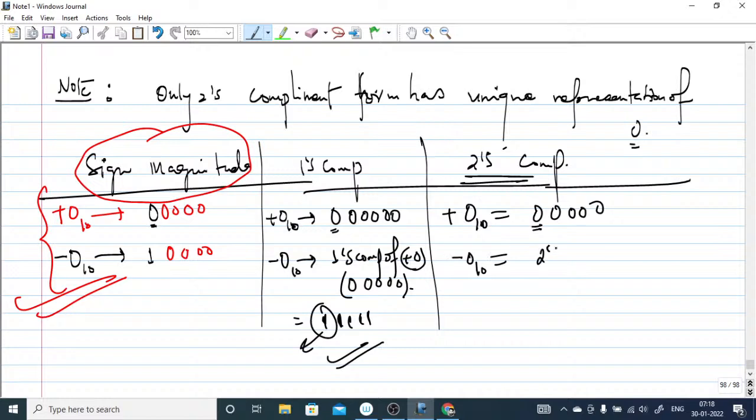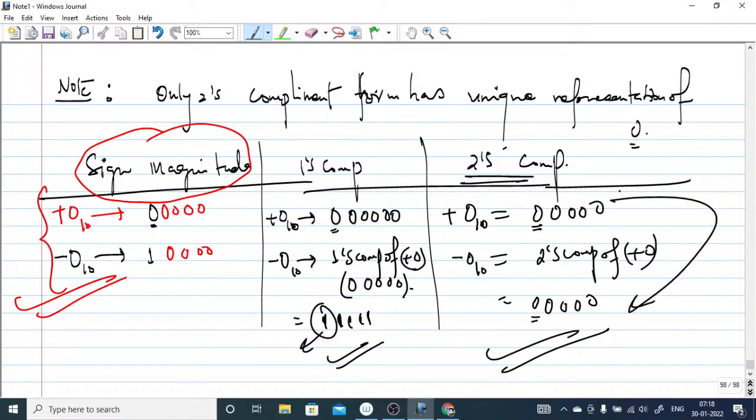2's complement of plus 0 is the same, 0 0 0 0. So always keep in mind that they are the same. In case of 2's complement, 0 has only a unique representation, otherwise here you can see there are two possibilities in case of 0.